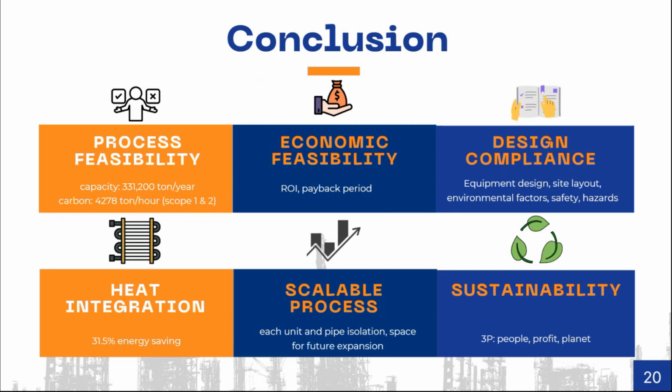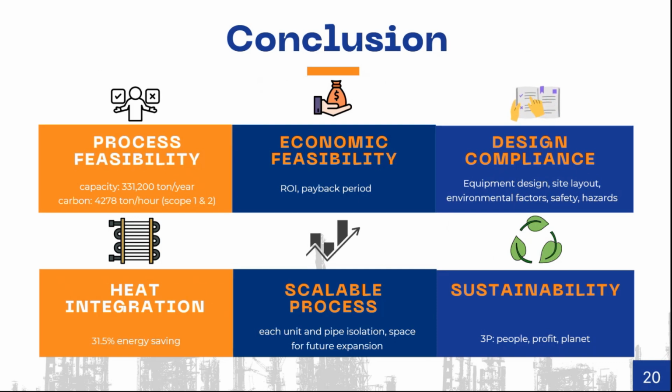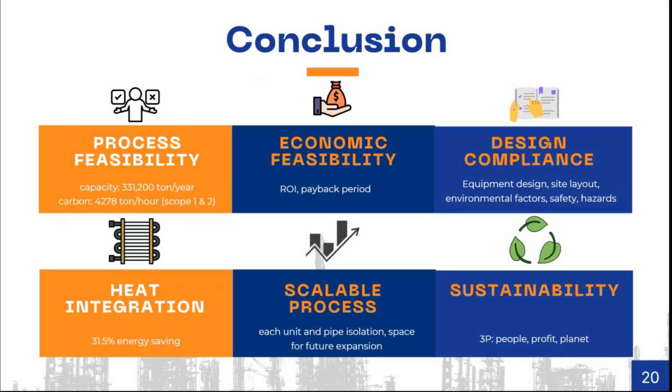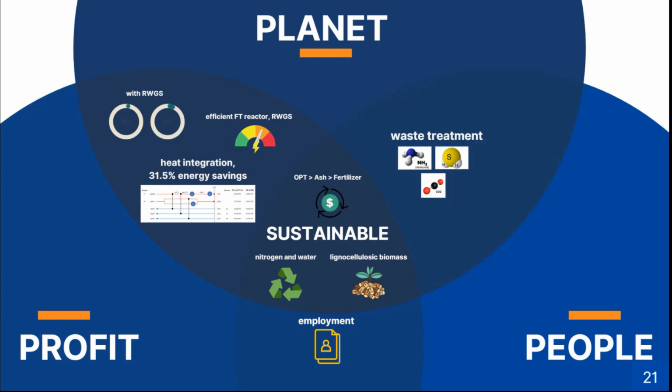When it comes to the conclusion, our process is feasible with a capacity of 331,000 tonnes per year, and we have also done a carbon analysis using Aspen. Economically, it is also feasible. As mentioned, the payback period is 5.8 years, and our plant design complies with the regulations. We have also done a heat integration analysis of the heat exchangers, where we obtain 31.5% energy savings. Our process is also scalable with elements of sustainability, which are the 3Ps: people, profit, and planet, all of which lead to a circular economy implemented in our process plant.